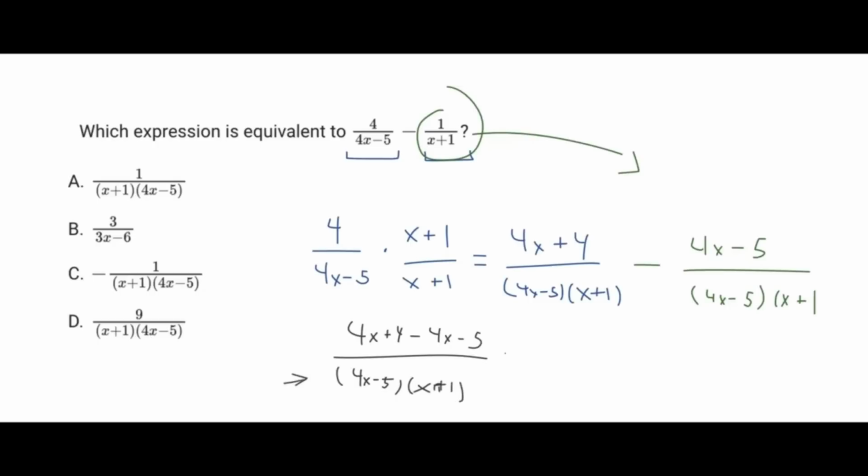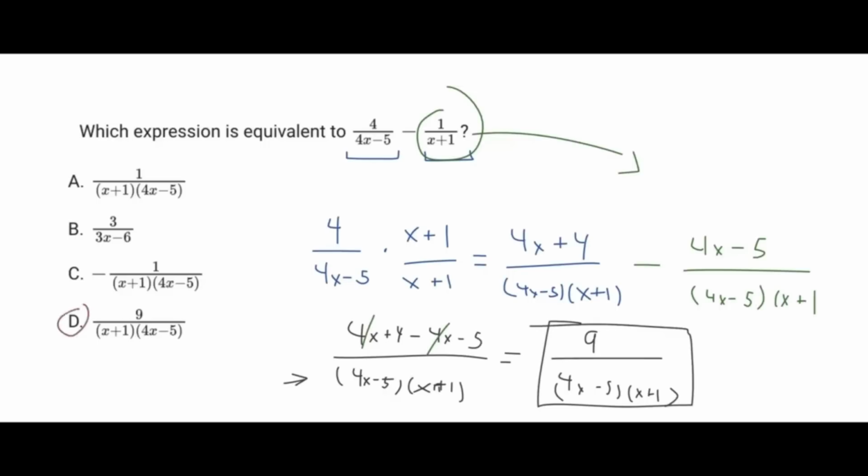So let's just evaluate the top part, right? With 4x minus 4x, those two are going to cancel, so that's just going to be 0. But now in our case, we have 4 minus negative 5. So we're really just adding 5 to 4, so that's going to be 9. So you have 9 on top, and then 4x minus 5 times x plus 1. Really messy, but whatever. And so we have our equivalent expression right here, and we can see that actually matches up with answer choice D, and therefore that is our answer.